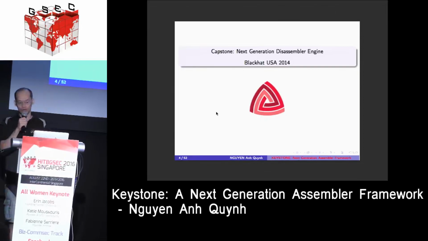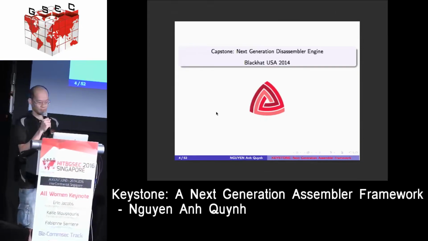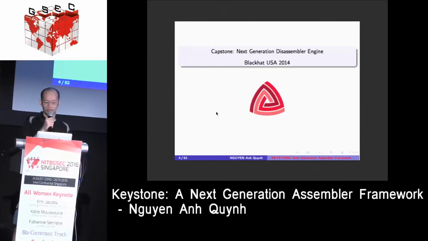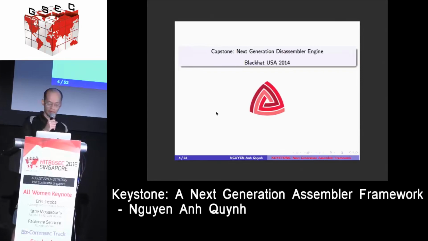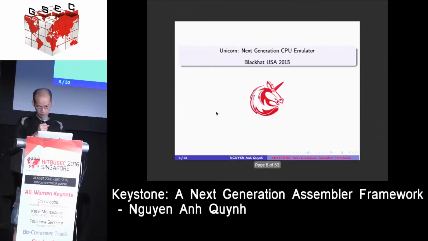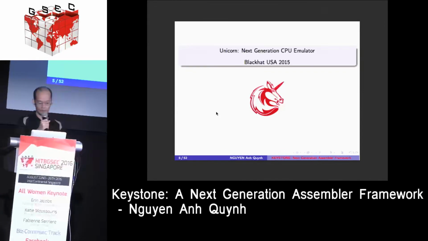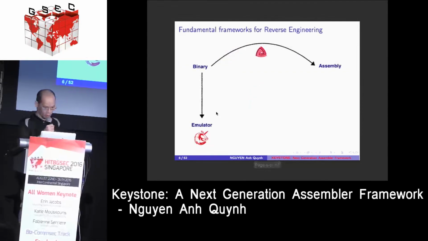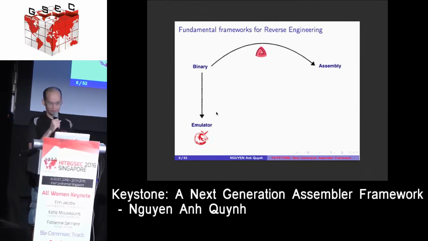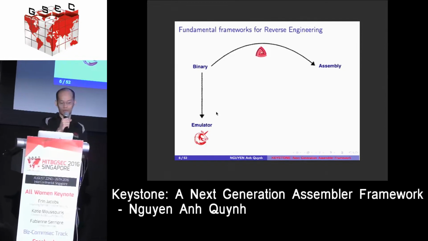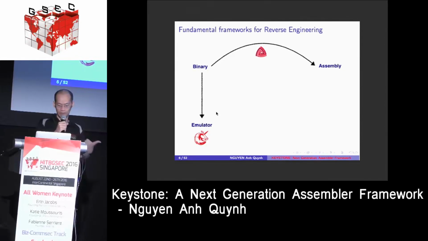Okay, so 2 years ago, in 2014, I presented Capstone, which is the only open source multi-architecture, multi-platform, multi-binding disassembler, at Black Hat US. Last year at Black Hat US, I introduced another work, which is the Unicorn CPU emulator. So now in 2016, we have some fundamental frameworks for a lot of reversing tools. And actually, there are a lot of tools already built on top of these frameworks.